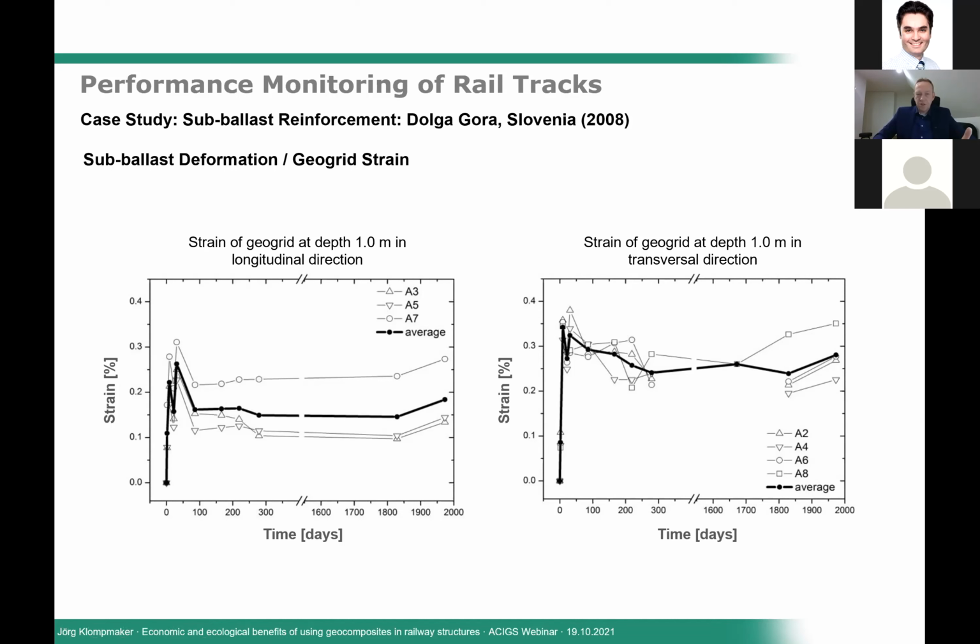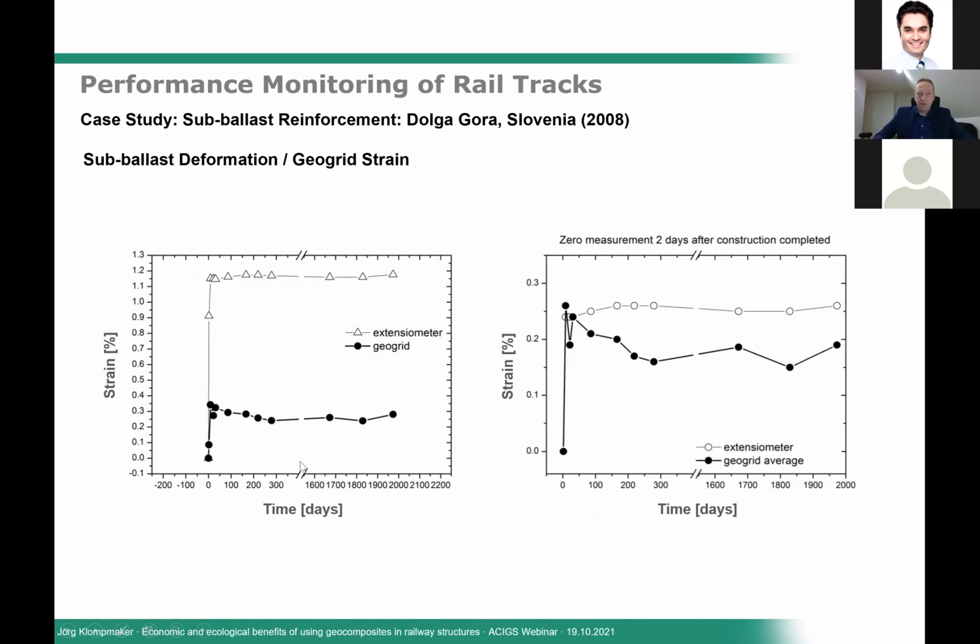The stiffness of the geogrid should reduce the lateral deformation of the base course material, or the subballast material in this case. Here in these charts, we can see the strain that was measured in the geogrid and in the extensometer. The lower line is the geogrid strain, and the thinner line is the extensometer measurement, which shows the strain in the subballast approximately 10 centimeters above the geogrid. We can see that in the first days, there is a much higher strain in the subballast layer versus the strain in the geogrid.